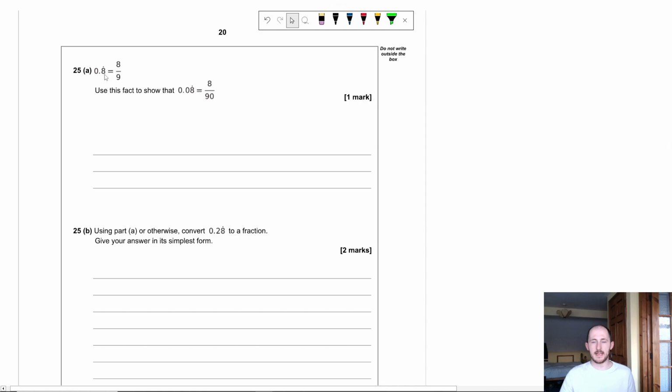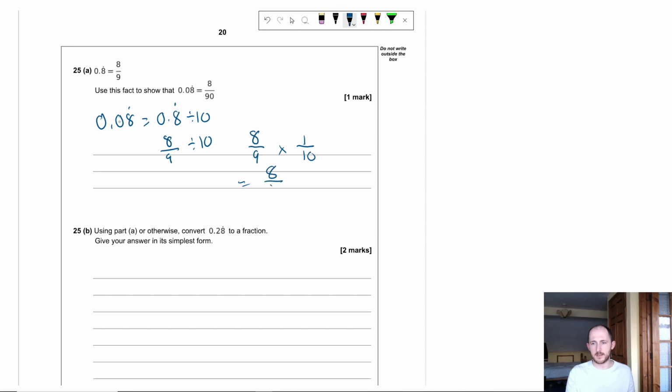It tells me here that 0.8 recurring is equal to 8 over 9, and we need to use that fact to show that 0.08 recurring is equal to 8 over 90. Well, again, it's meant to be fairly easy. All you need to do is that 0.08 recurring is just equal to 0.8 recurring divided by 10. So that would be 8 over 9 divided by 10. How do you divide by 10? Keep, flip, change. You have 8 over 9, keep that the same, flip the next bit and change it to times, which gives me 8 over 90.